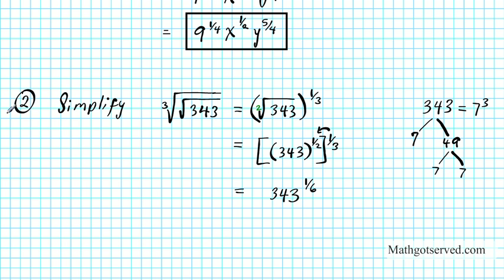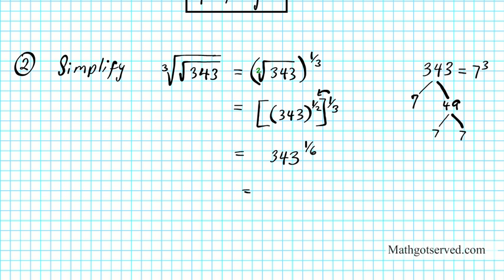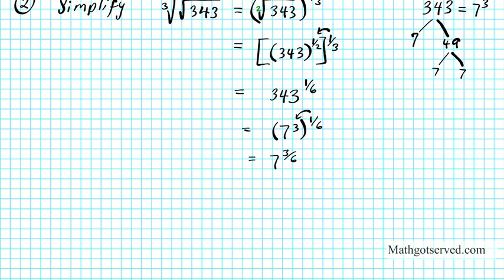Okay, so now I'm going to express this power as 7 to the 3rd raised to the 1/6. Now I'm going to use the power of a power property, just basically multiply powers. This is going to become 7 to the 3 over 6. Now I can reduce this by dividing the top and bottom by 3. So this basically becomes 7 to the 1 over 2. I can use the nth root property to express this as the square root of 7. So there goes the simplified form.